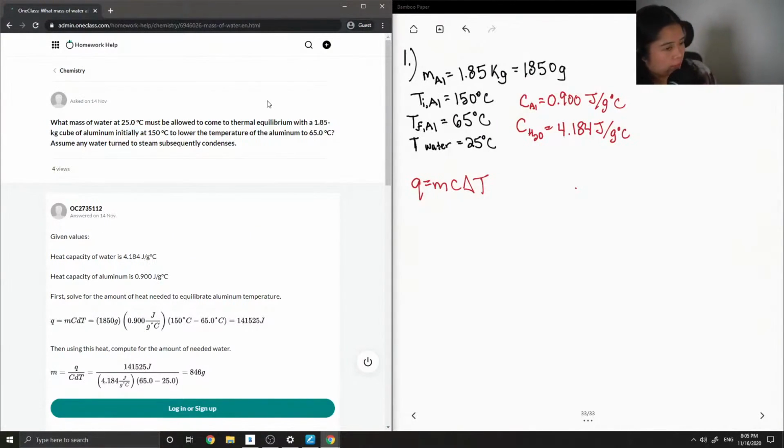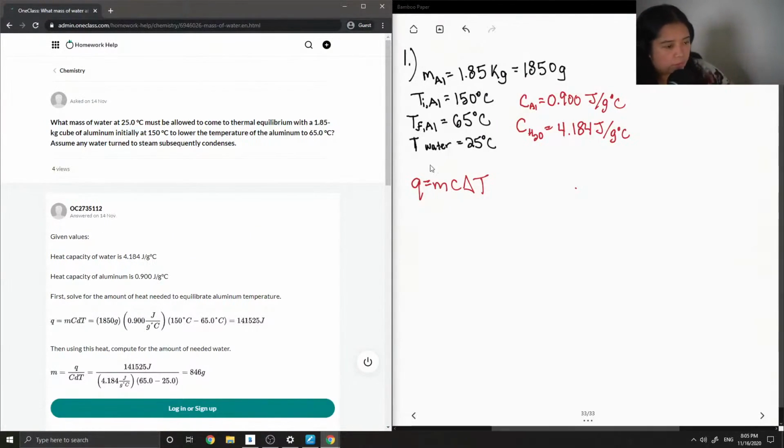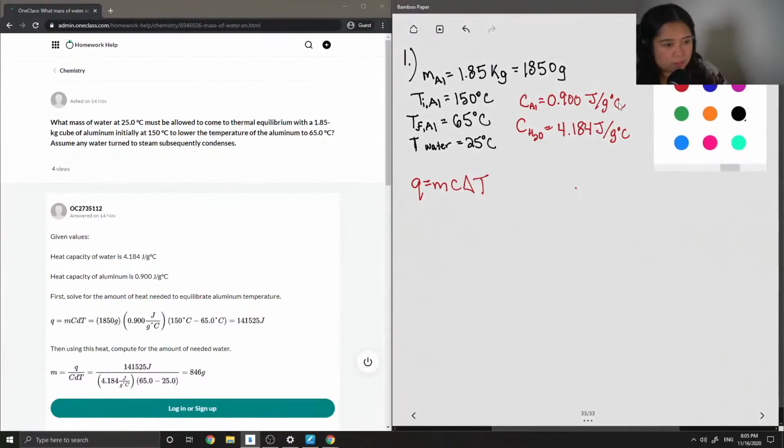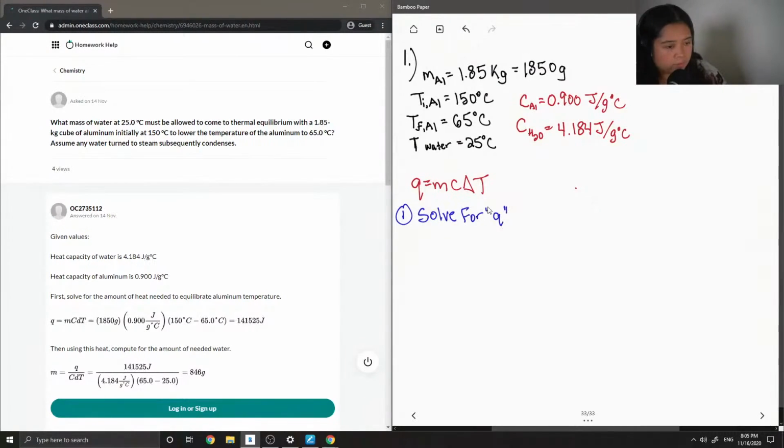Okay, so the first thing we need to do is solve for Q. Step 1: solve for Q, which is also the heat to equilibrate the aluminum temperature.